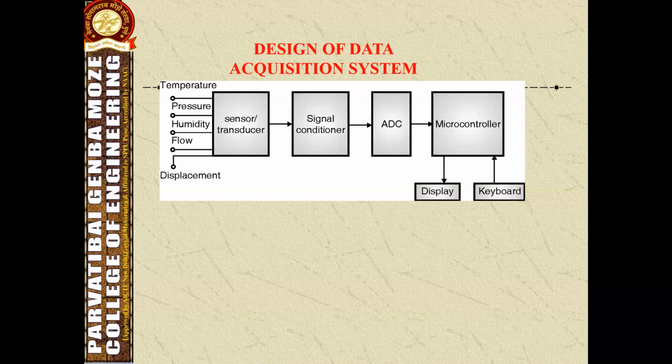The data acquisition system is related to the process of acquiring the data in digital form quickly, accurately, and economically. So whatever physical data we provide to it, this data acquisition system will quickly and very accurately convert into digital form data.